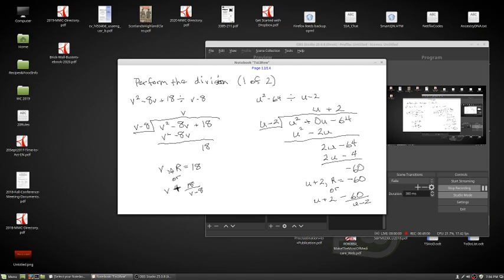So two possible answers to this. You might see either one on the test. v is the part that we got up here for the quotient, and then comma r, the remainder, is equal to 18. Or you could write this as v plus 18 over v minus 8.